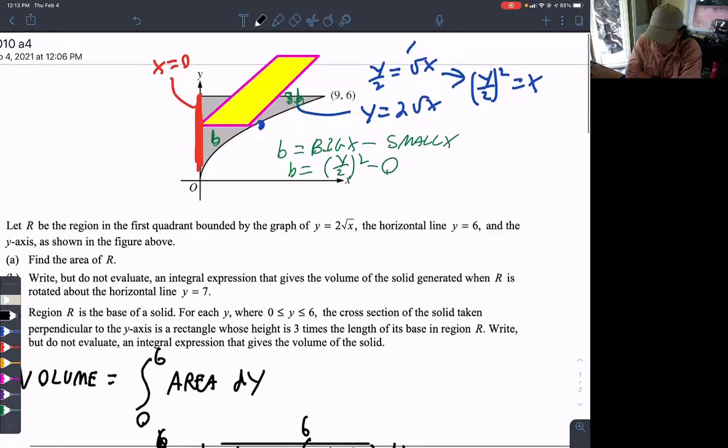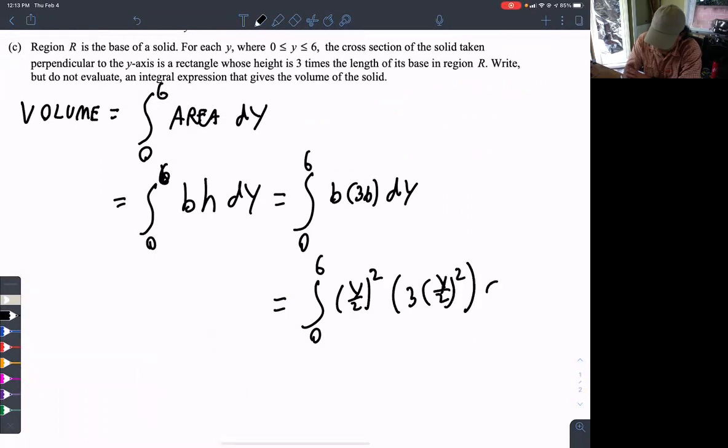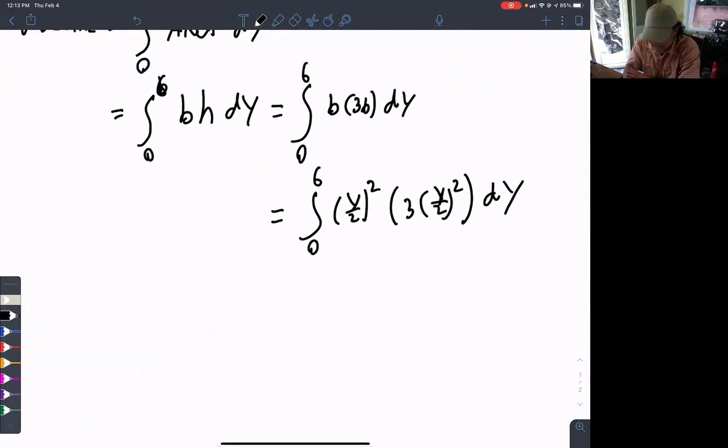All I do in this equation is replace everything that has a b in it. So b is y over 2 squared. Oops, that's a 3. What am I doing? 3 times y over 2 squared dy. Now, you could have combined this to be 3b squared, or you can write it like that. It doesn't matter. And it tells us not to evaluate, so we're done.